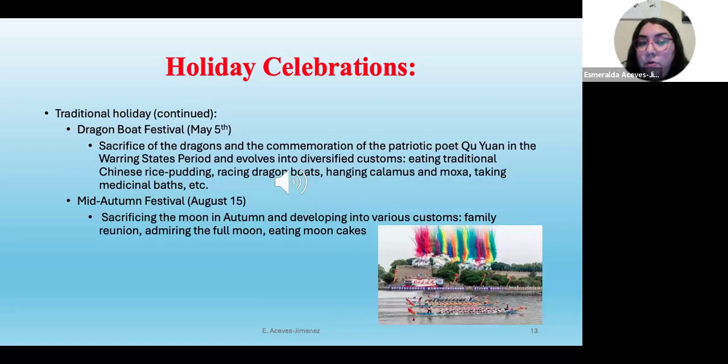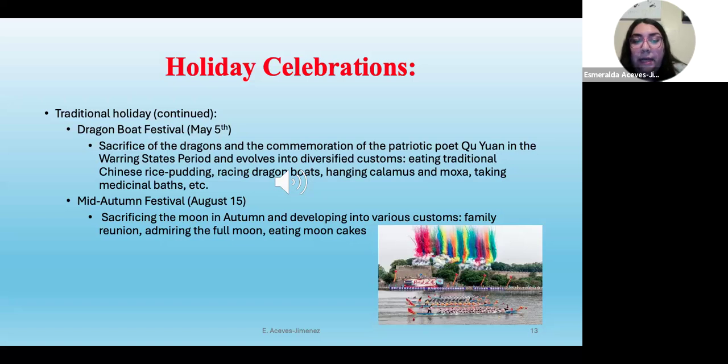Another form of traditional holidays is known as the Dragon Boat Festival, which is May 5th. This is a sacrifice of the dragons and the commemoration of the patriotic poet Qu Yuan in the Warring States period, which evolves into diverse customs, normally eating traditional Chinese rice pudding, racing dragon boats, hanging calamus and moxa, and taking medicinal baths.